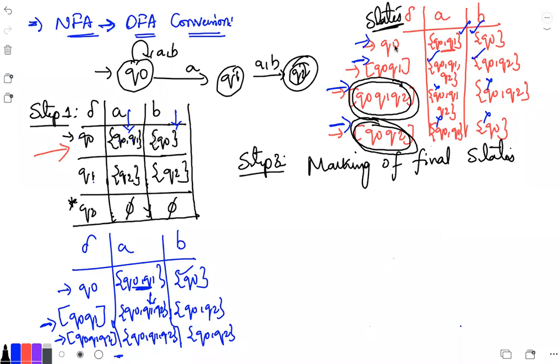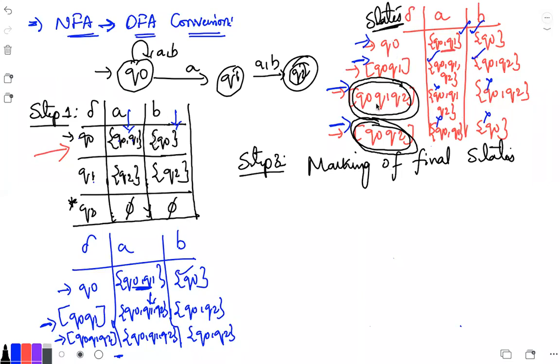Okay. These two do not have Q2 as a subset of whatever. So only these two are my final states. Clear, all of you? Yes, sir. In the original NFA, see the final state. So in the new states, what is the state that has the original NFA's final state? That will be my new final states.